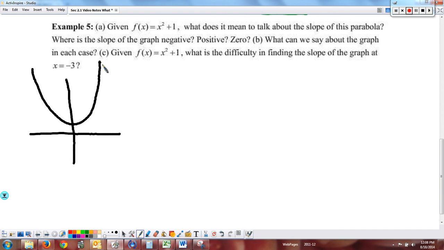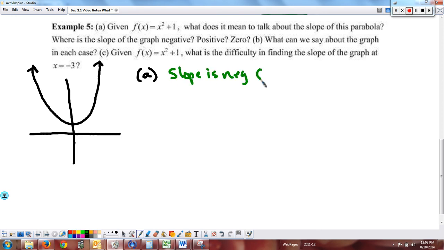So I have my parabola that has been shifted up 1, and I want to talk about the slope of this parabola, and maybe talk about where the slope is negative, or positive, or 0. Hopefully you can take a look at this and get the idea of these tangent lines touching the curve: if the function is decreasing, then you have to have a negative slope at every given point.